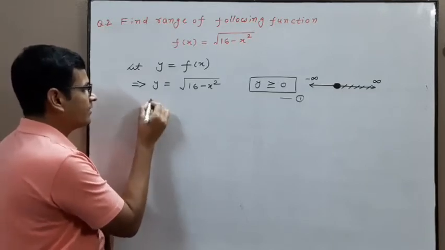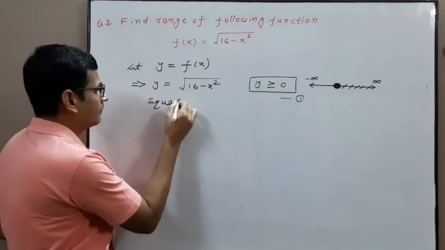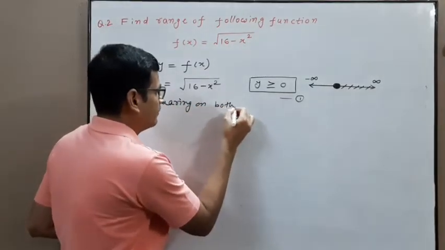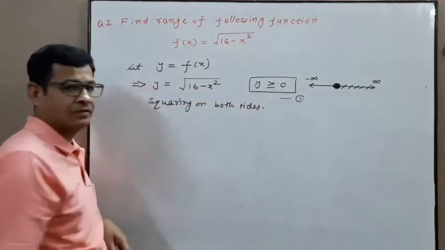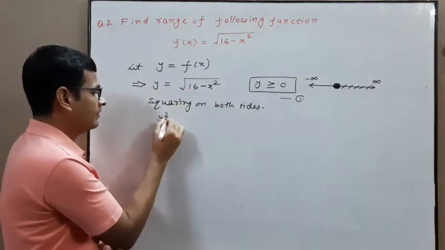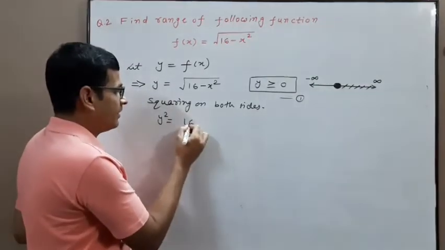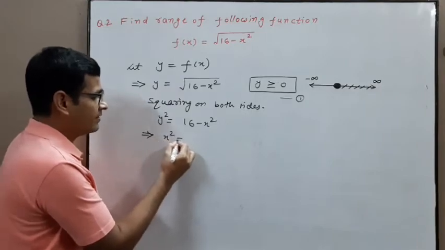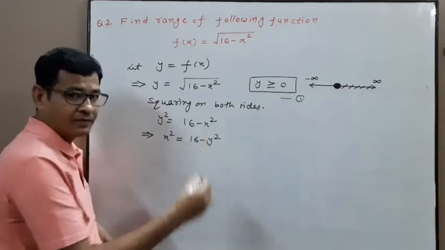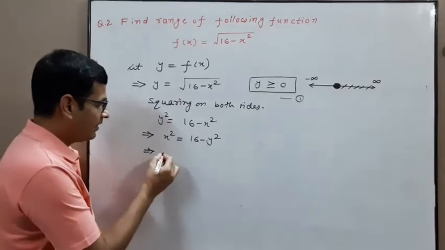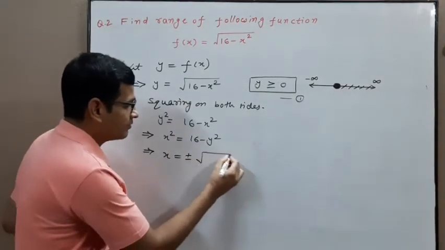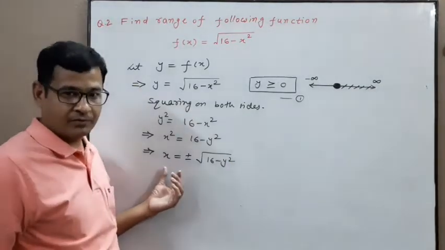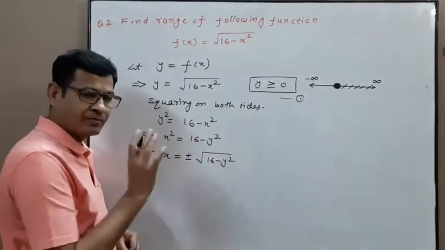So squaring on both sides, y square is equal to 16 minus x square. x square is equal to 16 minus y square. And x equal to plus minus root of 16 minus y square. So step 2 is over: find the value of x in terms of y.